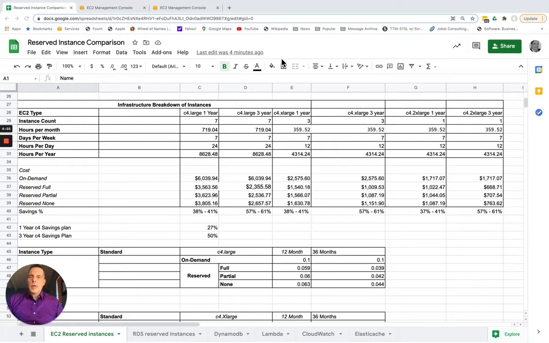Hey everybody, I just wanted to share this with you. It is a reserved instance comparison for AWS.